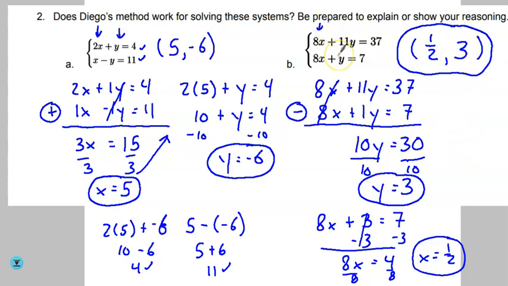And then you could plug those back in. We could do it mentally. Half of 8 is 4. 3 times 11 is 33. 4 plus 33 is 37. Again, half of 8 is 4, plus 3 is 7. Or you could do it by paper.